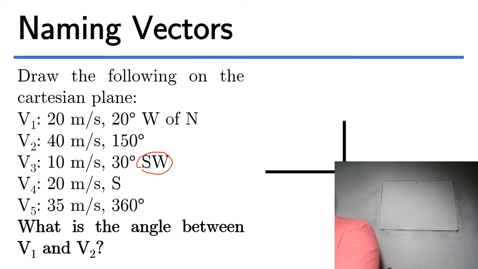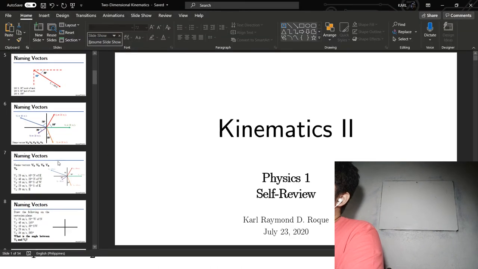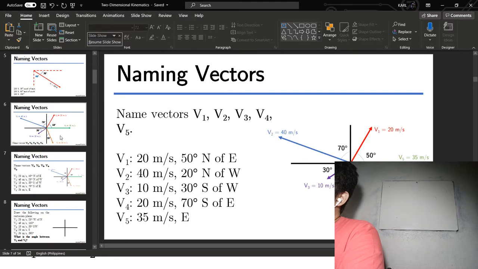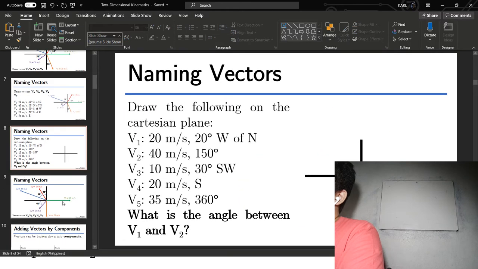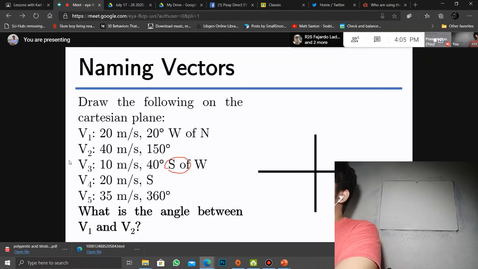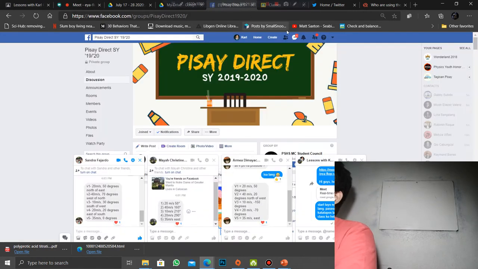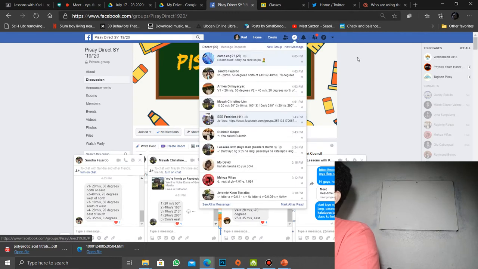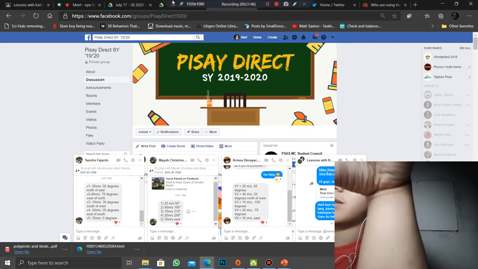Ay, sorry. Wait lang, ah. Teka, may mali ako. Never mind. Yan pala. Okay, yan na lang. Okay. There. Updated. Never mind yung sinabi ko kanina. Yan. I want you to draw these vectors on the Cartesian plane. Label nyo lang yung mga angle na yan. Tapos okay na tayo. 5 minutes.